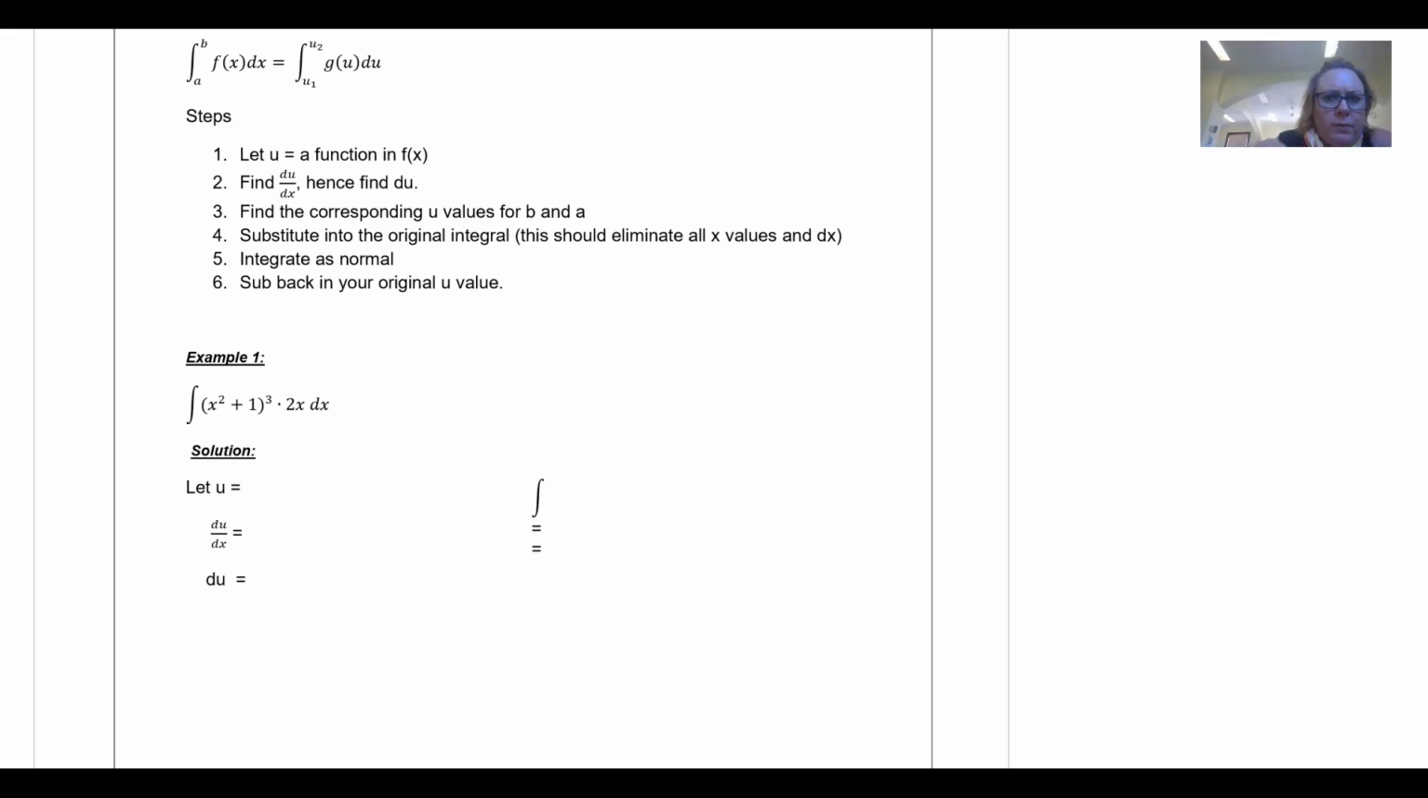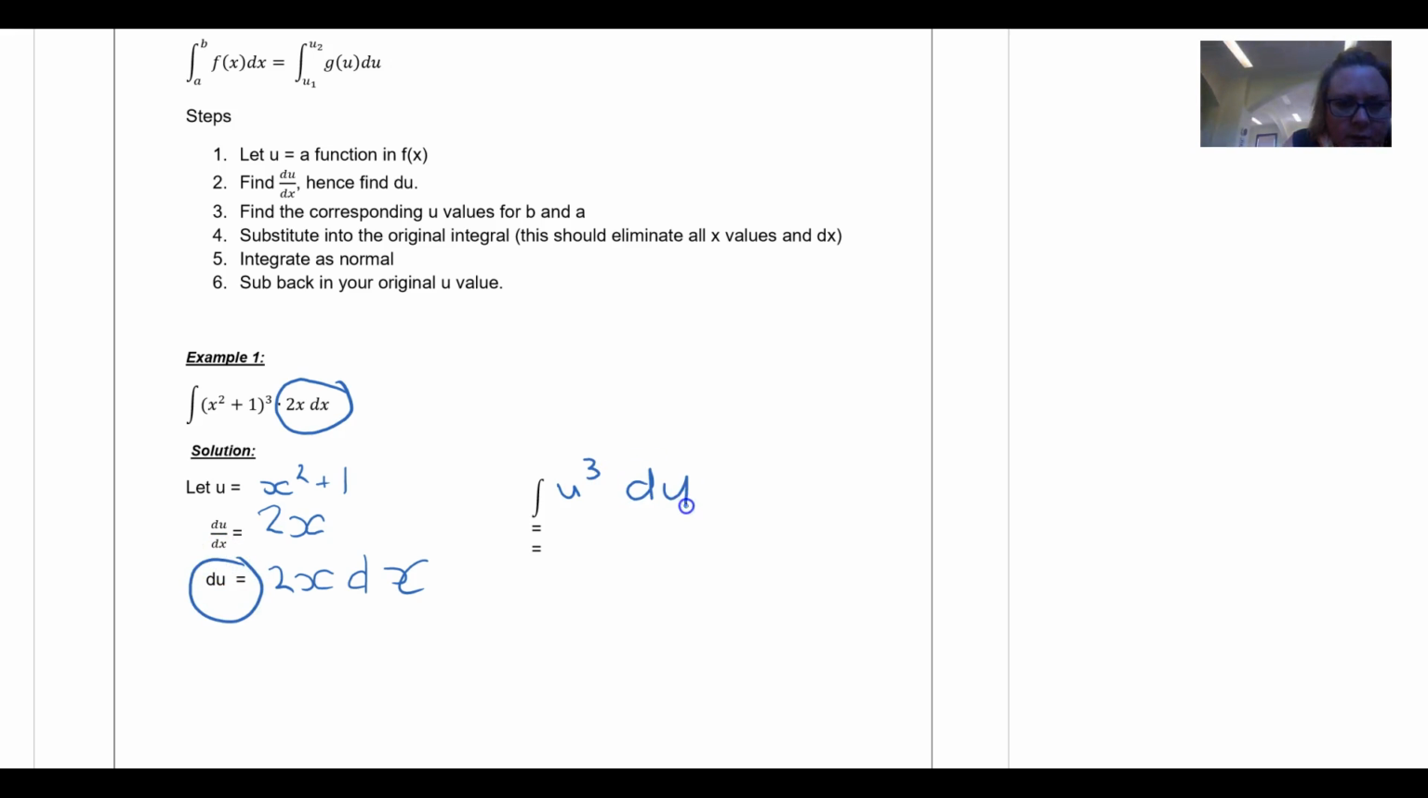If I make u equal to x squared plus 1 and differentiate it, 2x, then du is equal to 2x dx. So I want to integrate with u because it's going to be easier, but I can't integrate u unless it is du. So I need to sub in what I know. I know this is u, so it's u cubed. 2x dx is du. I can integrate that pretty easily. That's u to the 4 on 4, which is x squared plus 1 to the 4 on 4 plus c.